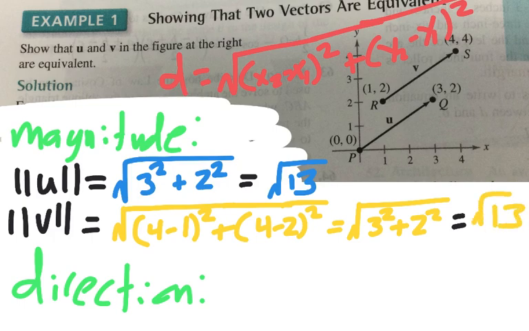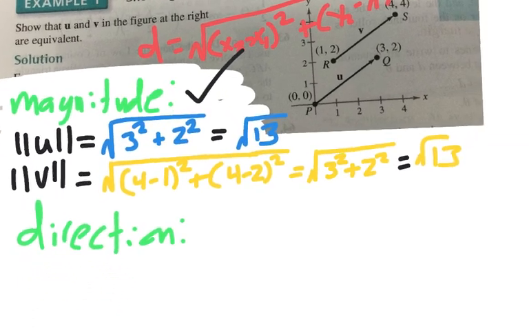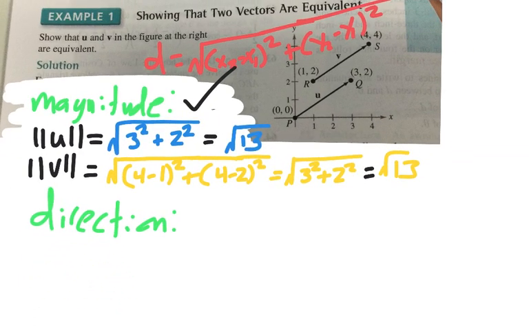So do the two vectors have the same magnitude? Yes, they do. They both are radical 13. So that means they have a chance to be equivalent. I just need to check, do they have the same direction?